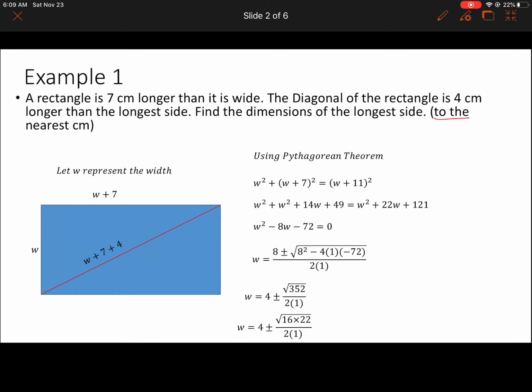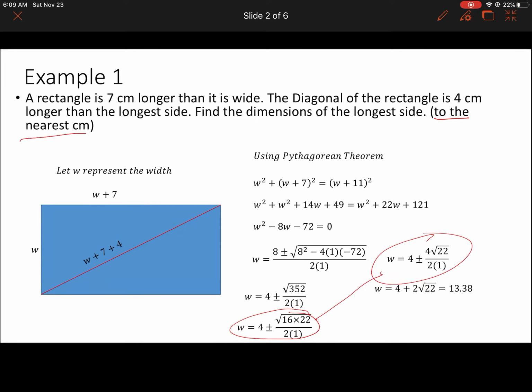You can substitute these values in a calculator because it says to the nearest centimeter. You can just solve it like that. You don't actually have to do this next step. Where did we get that from? We broke up 352 into 16 times 22. Do I expect you to know that? Not necessarily. I just did it because if you can do it, it's always better.